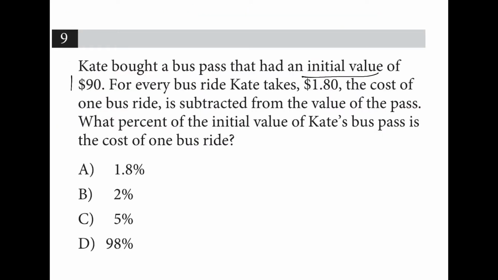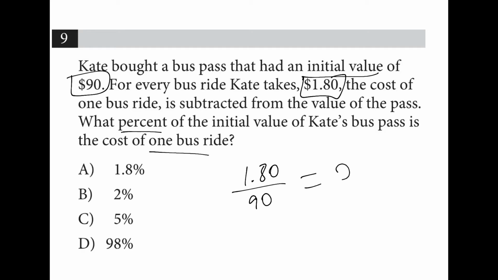The initial value is 90, and every bus ride is $1.80. So what percentage is $1.80? So if we take 1.8, divide that by 90, we get 0.02, which is 2%.